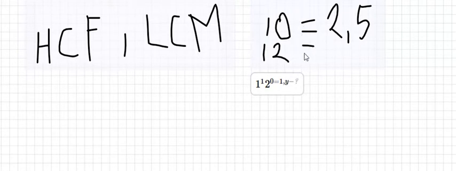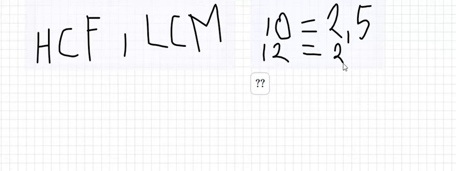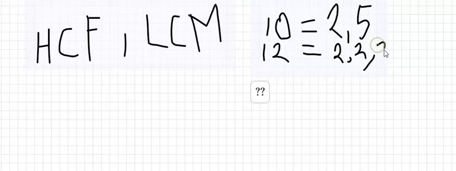Similarly, what are the factors of 12? The factors of 12 are 2, 2 and 3. These are the factors of 12. Now HCF means the highest common factor of both 10 and 12. So what is the highest common factor of both 10 and 12? 2. The other factors like 5 and 3 are not common between both these numbers. The highest common factor is 2 between both 10 and 12. So the HCF will be 2.